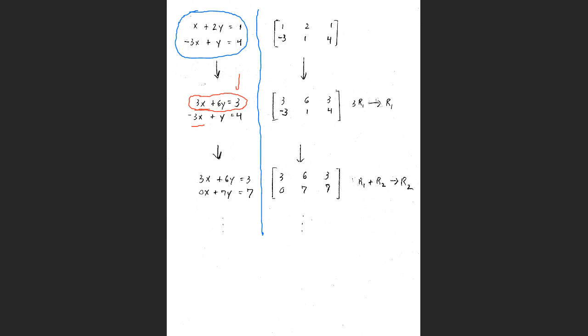So now I'm going to add these two equations. I'm going to add the first equation to the second equation. Here's the first equation, and I added it to the second equation here. And when I do that, I get 0x plus 7y equals 7. And you see, this is how I reduce the system down.